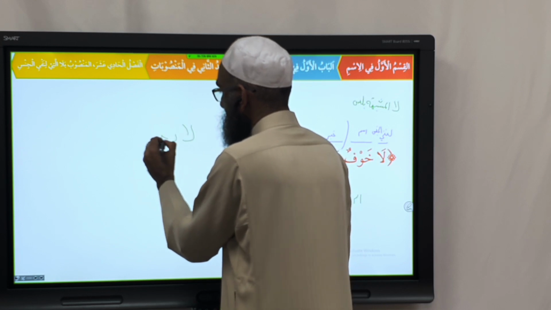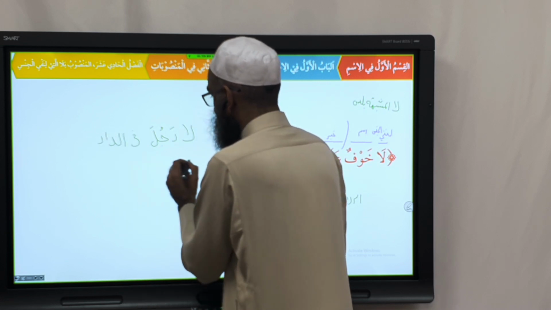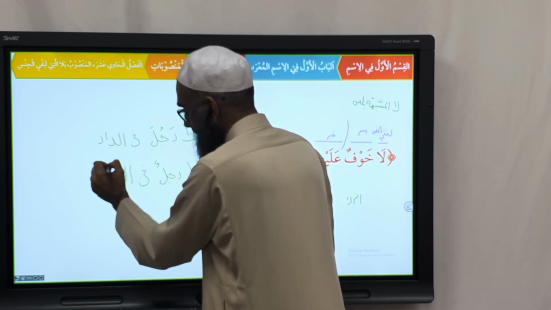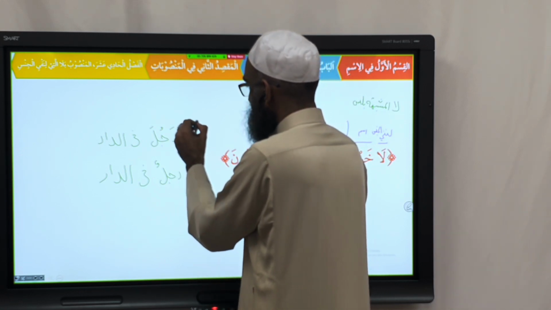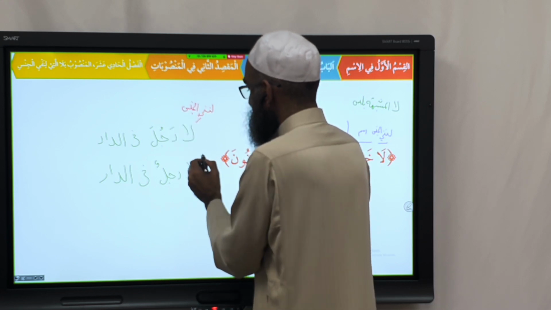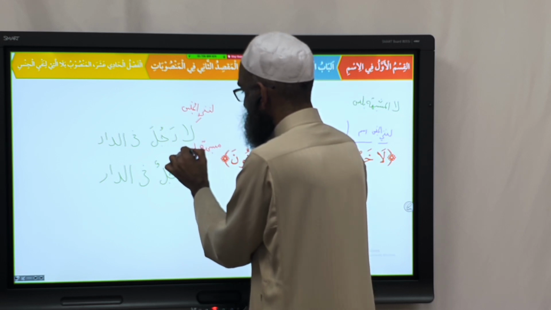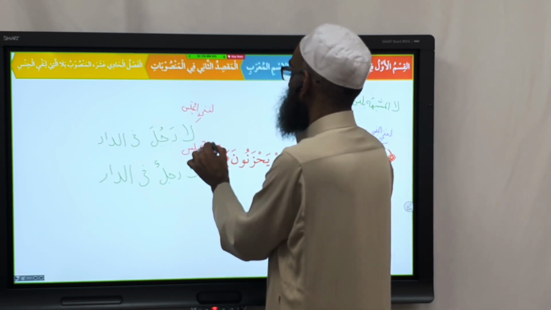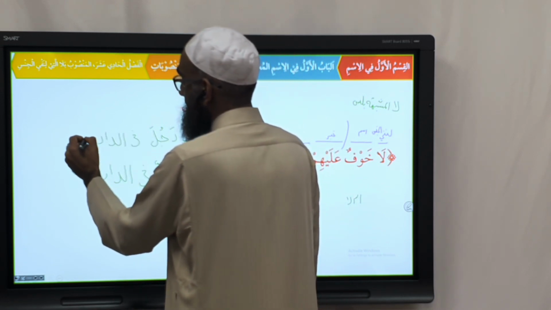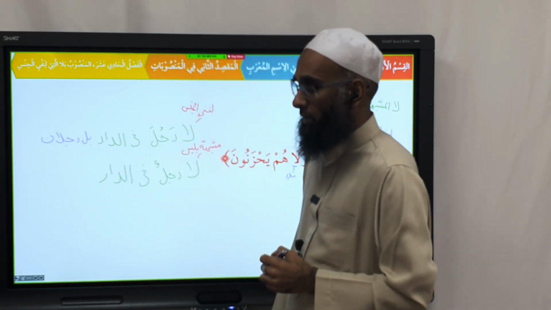If I say la rajula fi dar, and I have la rajulun fi dar. Okay, so this becomes لنفي الجنس, and this becomes المشبهة بليس. Correct? It becomes مشبهة بليس. In this, I can't say لا رجل في الدار بل رجلان. I can't say that. Yes?